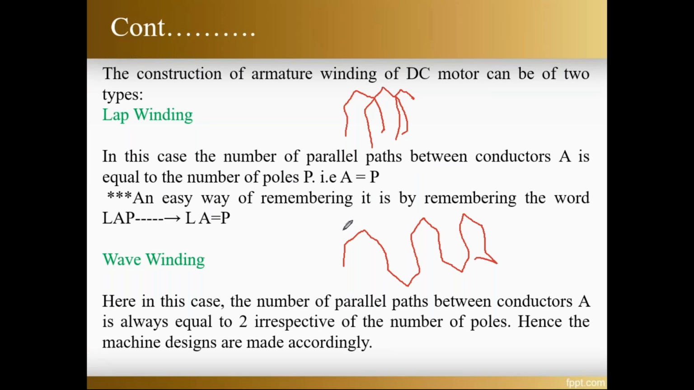Now the number of parallel paths for wave winding is 2, and the number of parallel paths for lap winding is p. So remember this. For lap winding, the armature current number of parallel paths A is equal to p. For wave winding, A is equal to 2.